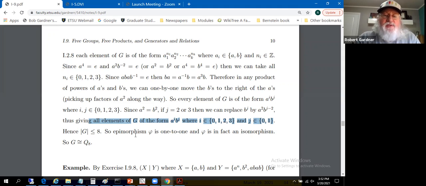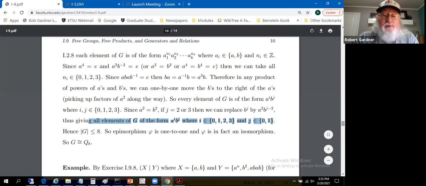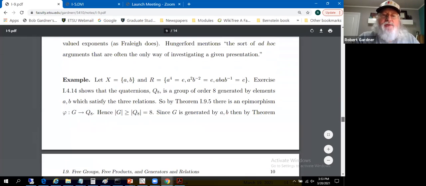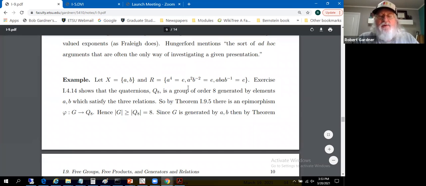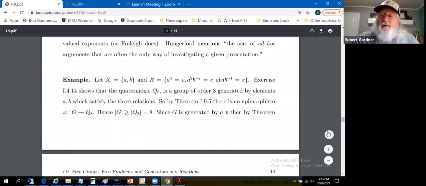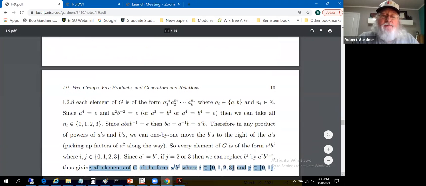That epimorphism phi that mapped G to the group Q sub 8 must actually be onto, because they're the same size. So it must actually be 1-to-1 as well. It's an isomorphism, and G is isomorphic to Q8. So there's one way to establish that a presentation gives you a specific group. This is a presentation of that group of order 8, the Quaternions.